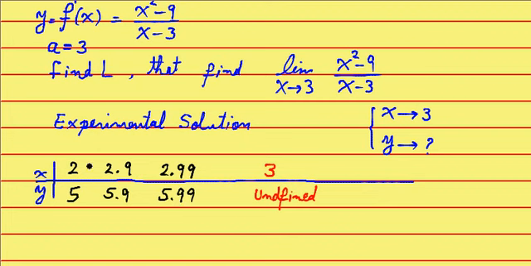Now in this fashion we are coming close to 3 from the left hand side of it. I could come from the right also. So for example, I could have started at 4. If I plug 4 in this expression, 16 minus 9, that is 7, divided by 1, this answer turns out to be 7.